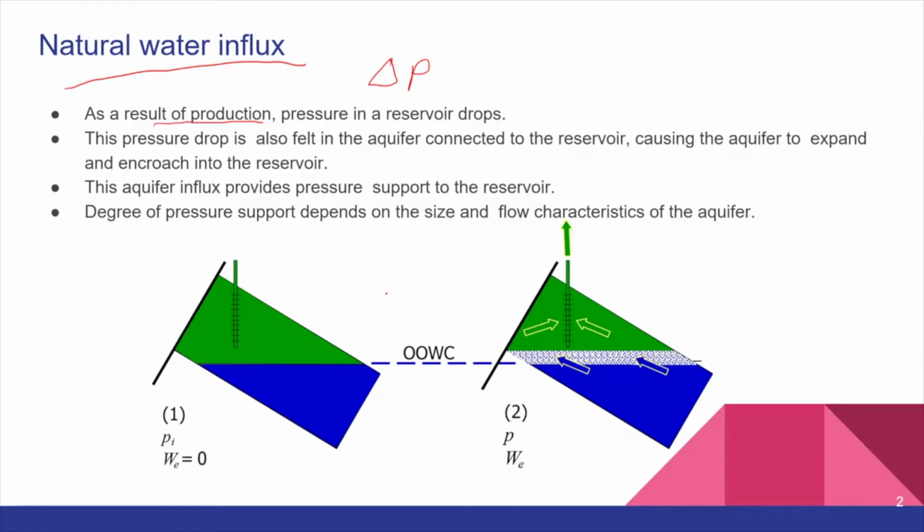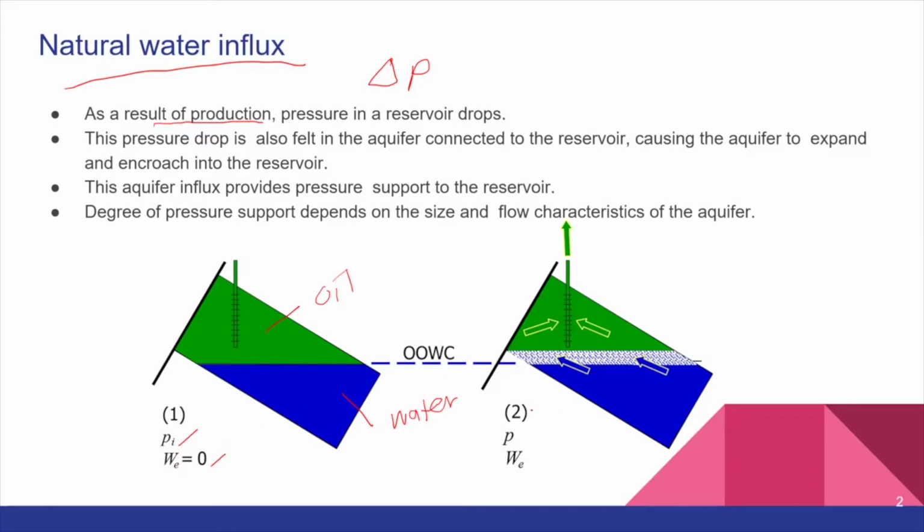You can see from the picture here is a reservoir. This is your oil, the green part, and the blue part is your water or aquifer. Figure number 1 shows the initial pressure and the initial water influx. Water influx means the force of water entering the reservoir. Initially it will be 0.